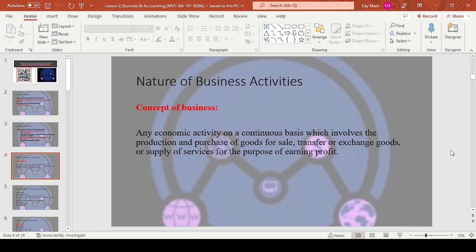All right. So the concept of a business is any economic activity on a continuous basis which involves the production and purchase of goods for sale, transfer or exchange of goods, or supply of services for the purpose of earning profit. That is the concept of business. No profit, it's charity, you understand? The business goal is to make profit. That's the only goal actually. We can say our company wants to help humanity go green. Those are other goals. The main goal, if you call yourself a business, is profit. Because if you have no profit, you shut down.